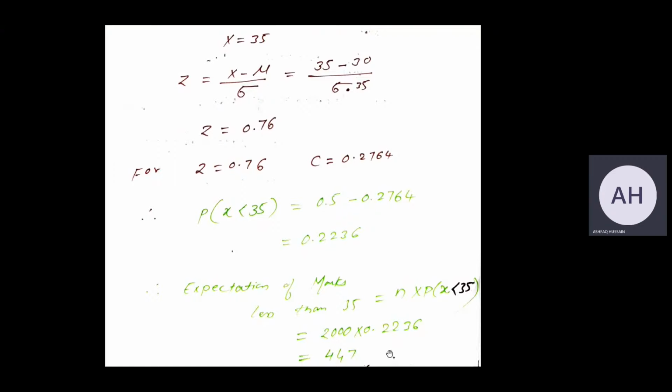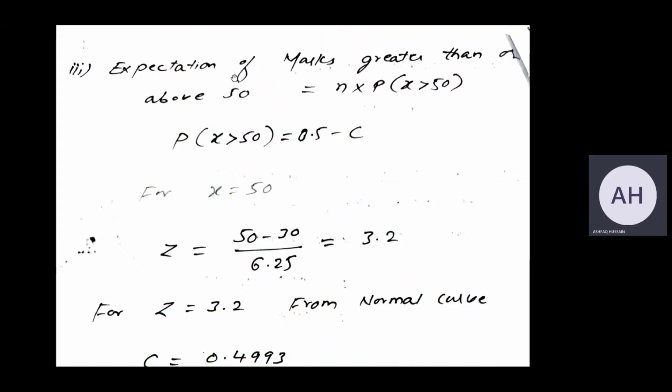Out of 2000 students, 447 students scored less than 35. Now this is the second bit. Now come to the third bit: expectation of marks above 50. So when P(x) is greater than 50, again it is 0.5 minus C.